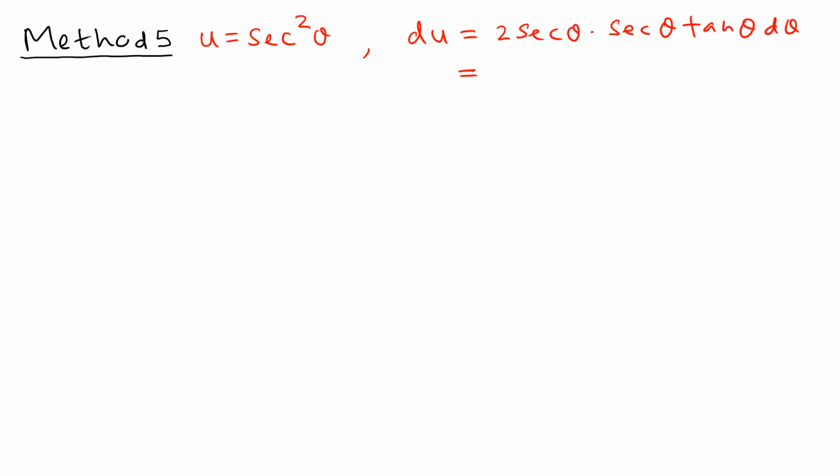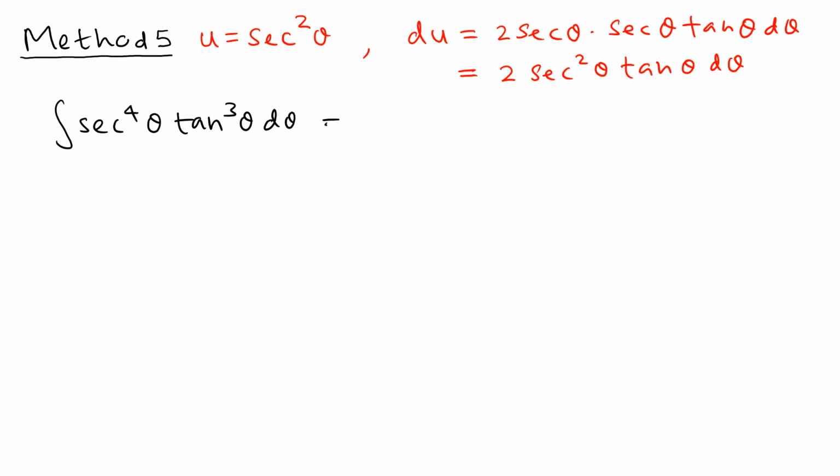Now what we can do, we can combine them. When you combine them, you're going to get 2 secant squared theta tan theta d theta. Now the steps are very similar from the previous one, so we're going to go with the argument. We can start with the integral. So we have secant 4 theta tan 3 theta d theta, which is equal to, I'm going to leave a space.